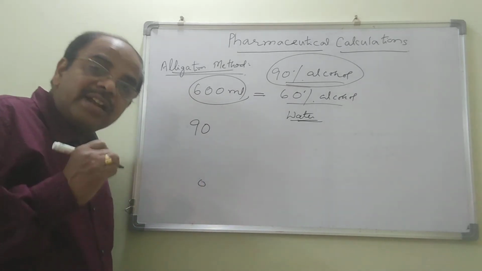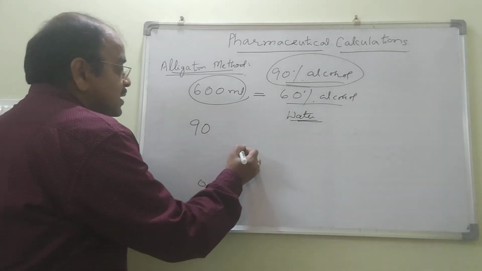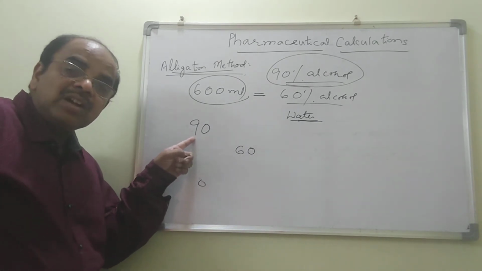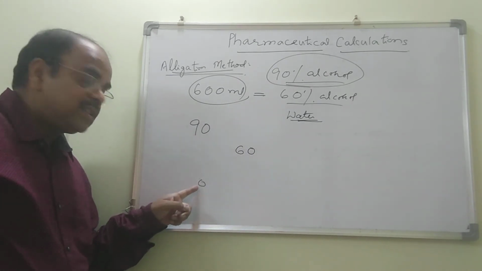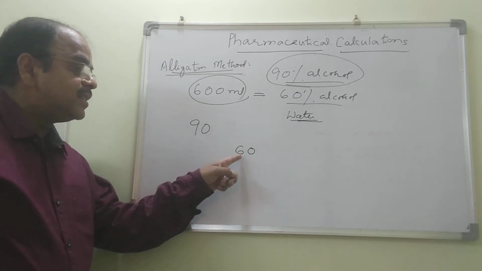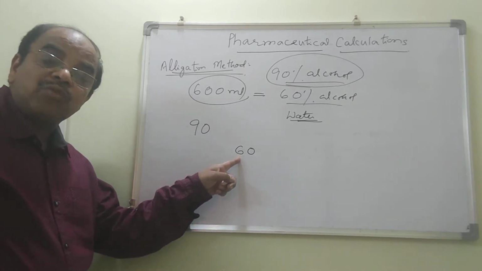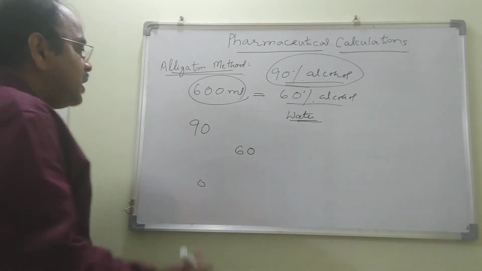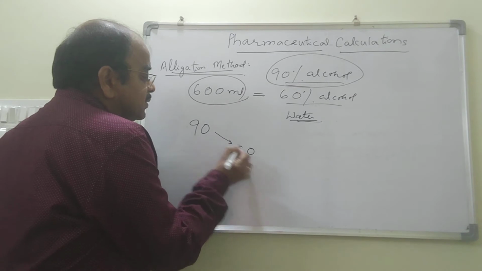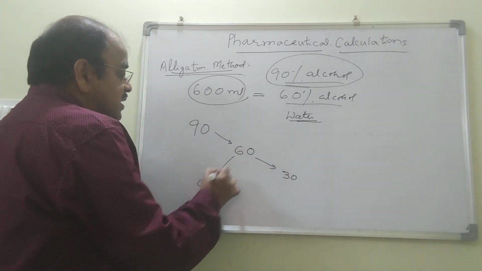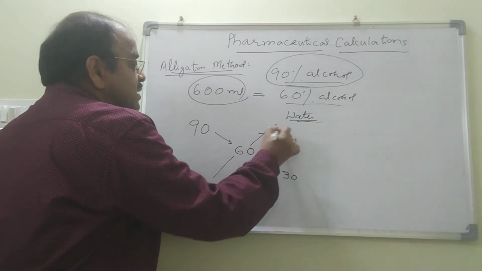Okay, what do you have to prepare now? 60% you have to prepare. This is the strength of the concentrated solution, this is the strength of the dilute solution, and this is the strength of the required solution. Now, let us subtract: 90 minus 60, 30. 60 minus 0, 60.